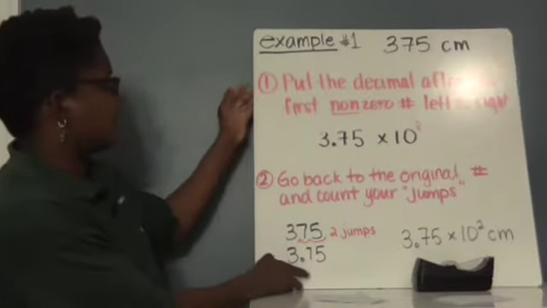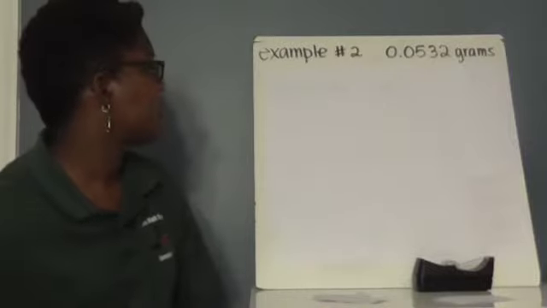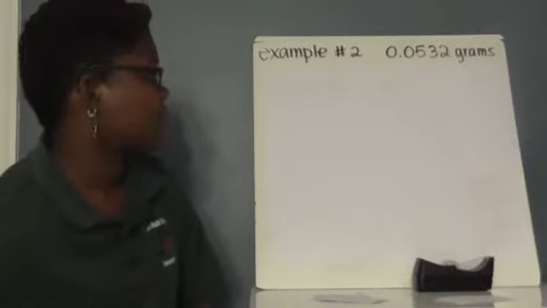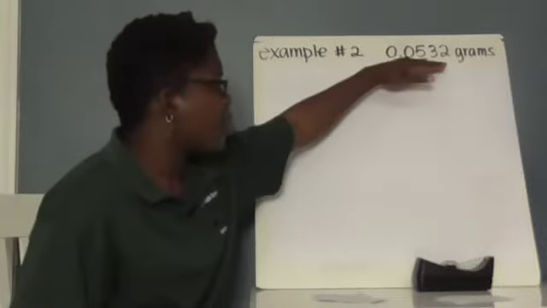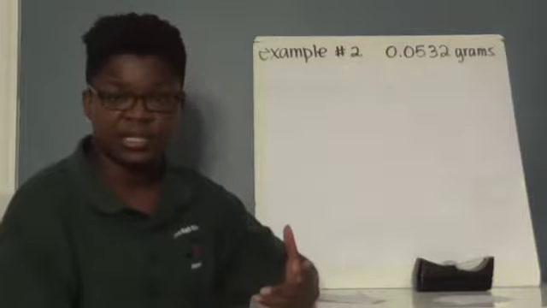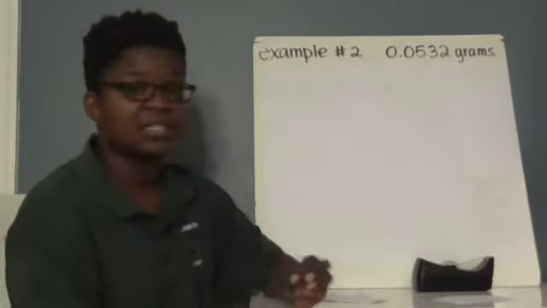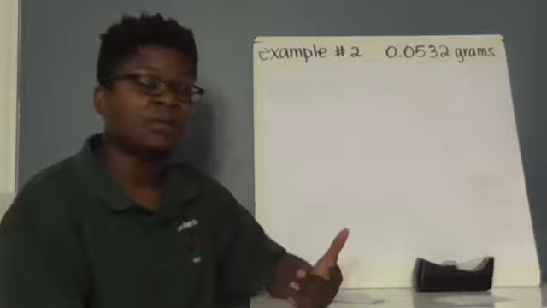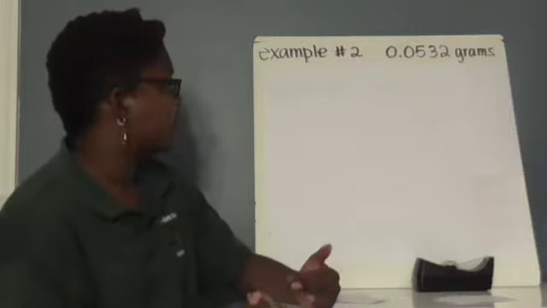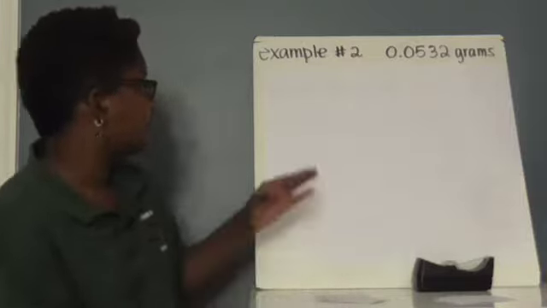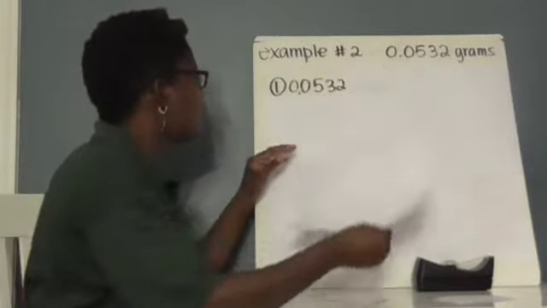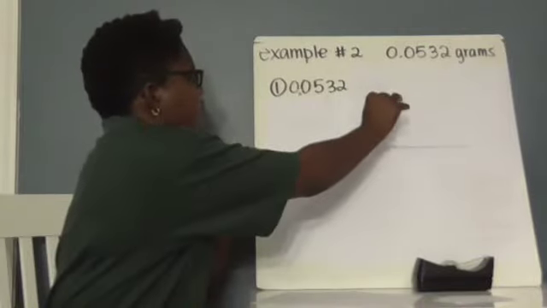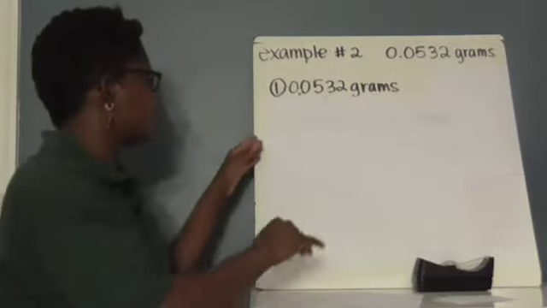Our second example is a number that is smaller than 1. In this case, we have 0.0532 grams. And notice that these are measurements, so they have both the quantity and the unit. And we discussed that in our last video. So our first step is to take this number and to put our decimal after the first non-zero digit. So if we did that, our number would go from here to here.